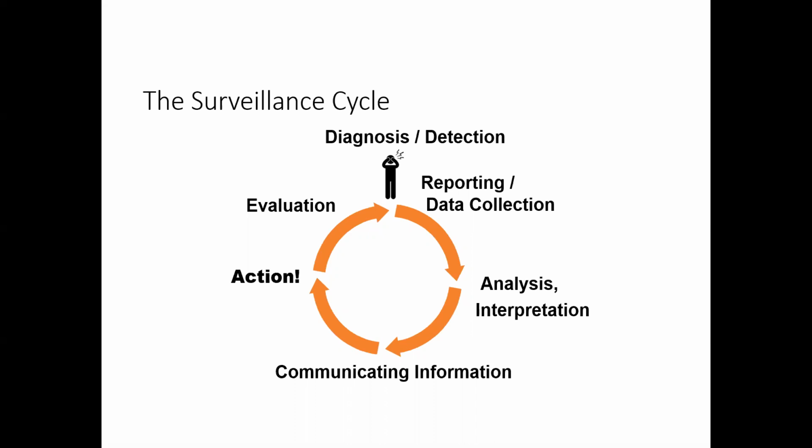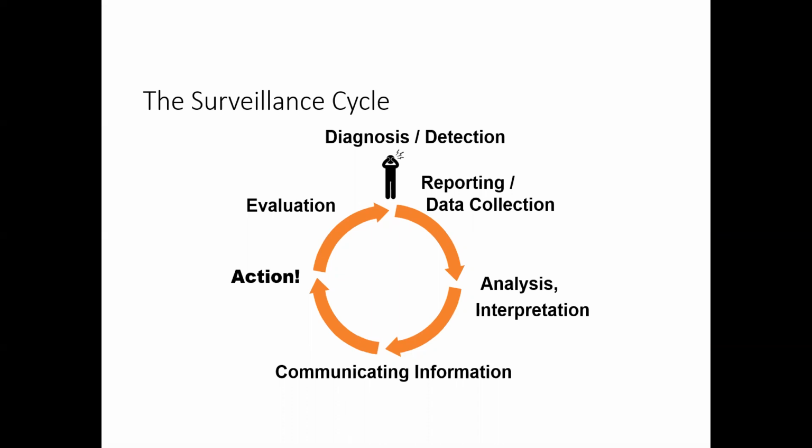After detecting that health event, we then need to put in place reporting or data collection systems for the health events we will be looking into. Then from there, we do analysis. We now have our data, we analyze and interpret that data. We then communicate this information to those who need to use it. They might be policymakers, healthcare workers, even patients. They might need to know some of this, so we communicate it to them.